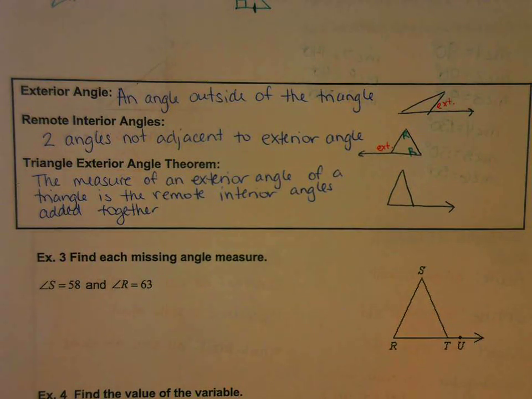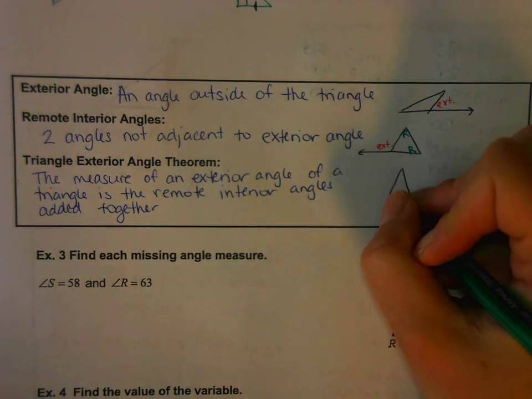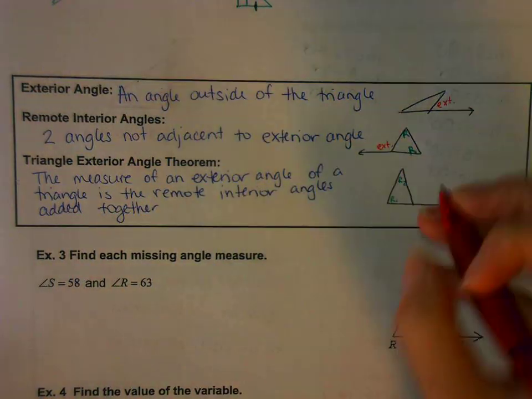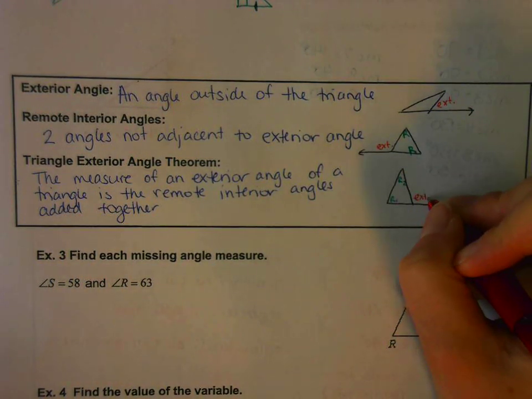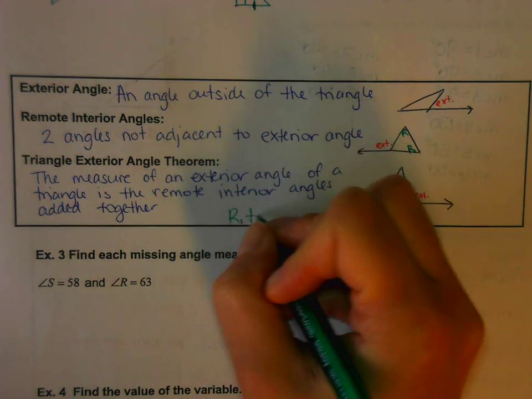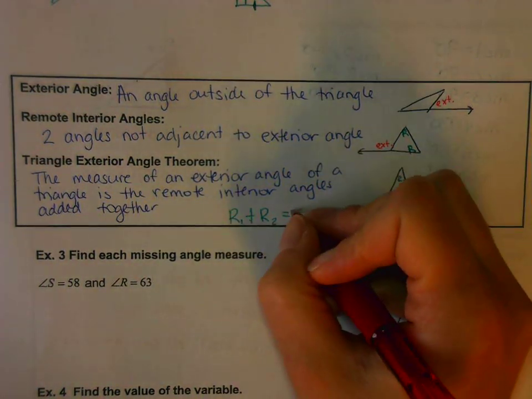So the triangle exterior angle theorem states that the measure of an exterior angle of a triangle is the remote interior angles added together. So if I'm taking a look here, we'll call this remote interior 1, remote interior 2. This is my exterior. In order to find this, if I take my remote interior angle 1 and add it to my second one, it will equal my exterior angle.